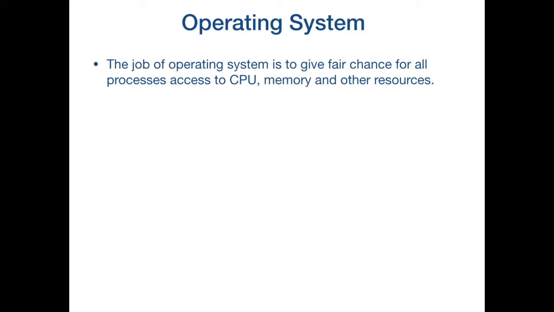The job of the operating system is to give fair chance to all the processes to run. Most of the time, it gives equal opportunity to all the processes, and there are times when a higher priority task can take precedence. The idea of concurrency starts with processes, threads, and when we come to Go, we will see how Go implements concurrency.